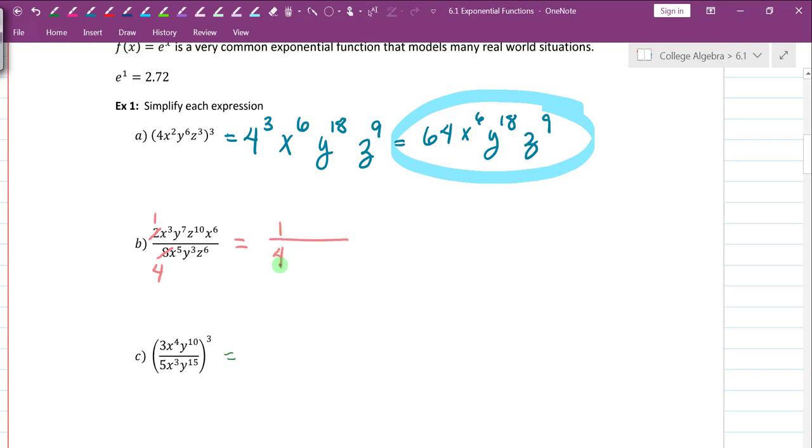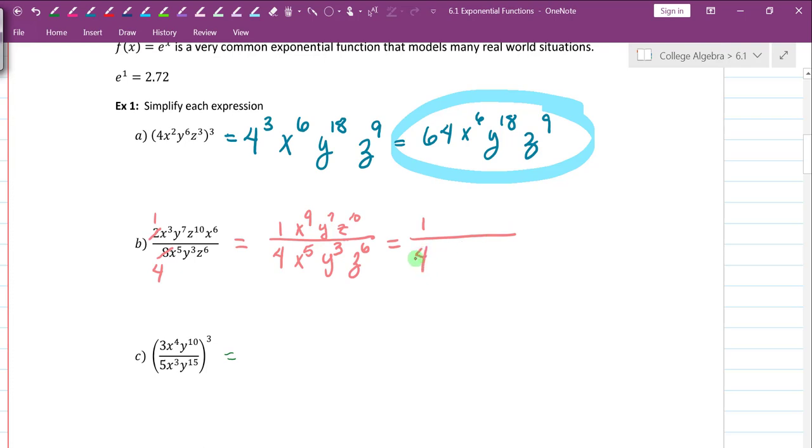And then x cubed and x to the 6th, we're going to be adding those exponents, so that becomes x to the 9th. And then I have y to the 7th, z to the 10th. In my denominator, x to the 5th, y cubed, and then z to the 6th.